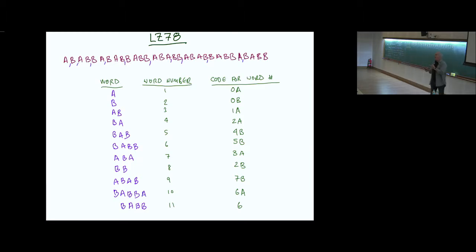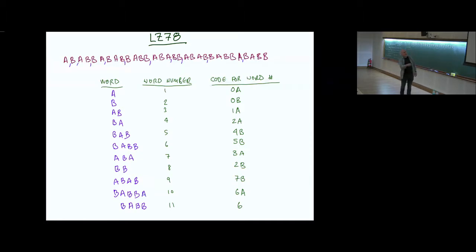And so what I gain is the following. For all of the words in my dictionary, I'll write down the binary representation of the number of the word it refers to. I need log of the number of words, in characters, to do that, and I need a single character to tell me what comes next.